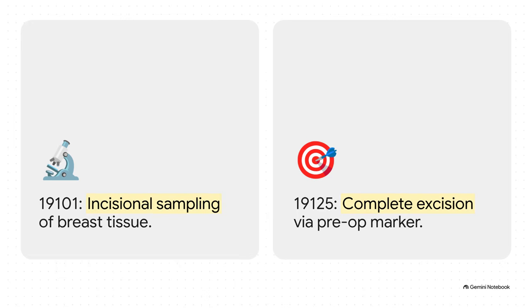If the surgeon removes a palpable mass that they can physically feel without needing any radiological marker, that open enucleation points us directly to CPT 19120. But if the mass is non-palpable and requires a preoperative marker, like a hook wire or a SAVI SCOUT reflector, 19125 becomes our primary anchor for that gross, complete excision.